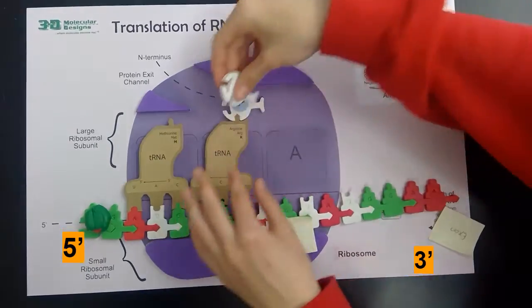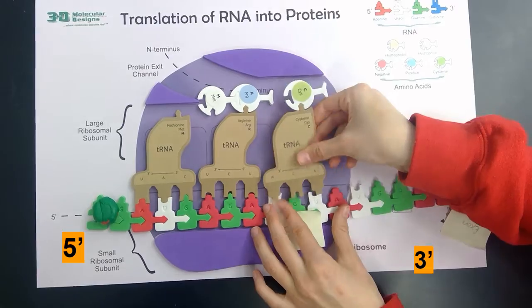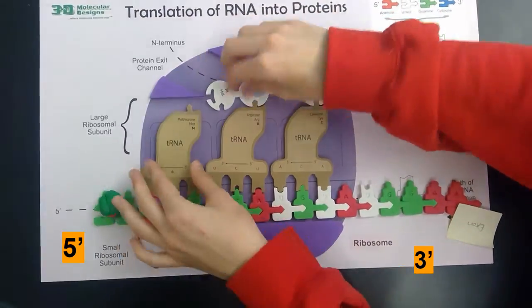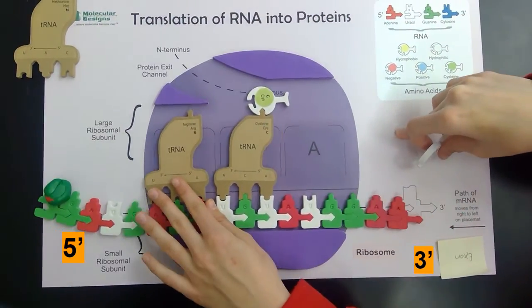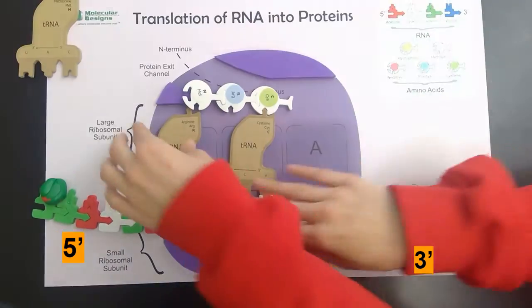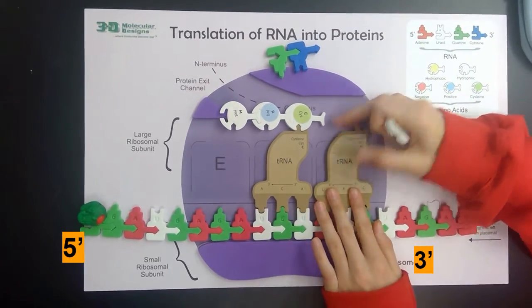tRNA contains a 3-base anticodon that pairs with a complementary codon in the mRNA on the base of the tRNA. The complementary base pairs are adenine and uracil and cytosine and guanine. Once the tRNA reaches the E position, it will exit the system, and the amino acids will bond together, and this will form an amino acid chain, also known as a polypeptide chain.